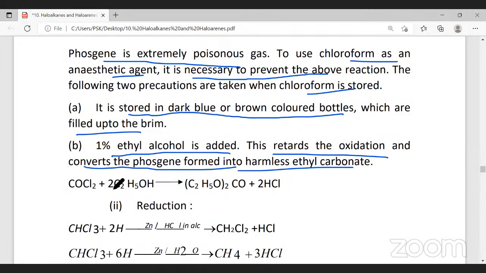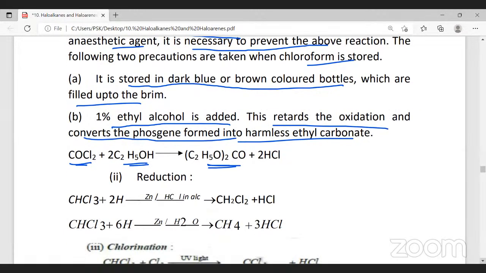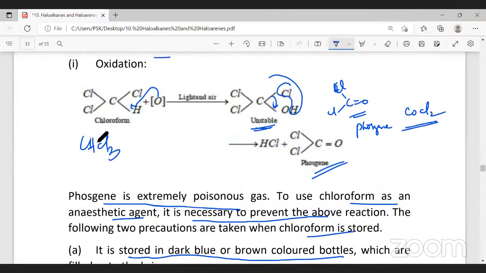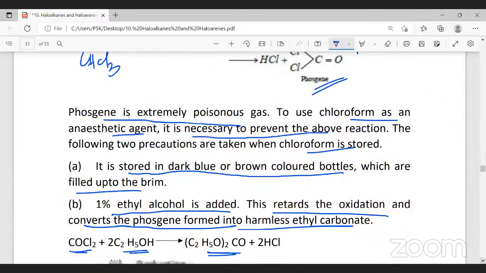So 1% ethanol is added to chloroform. When you add 1% ethanol to chloroform, what happens? The phosgene which is formed reacts with ethanol to form ethyl carbonate, and this ethyl carbonate is harmless. Okay, so they can ask you how phosgene reacts with ethanol, or why phosgene is toxic, poisonous. They can ask you simply, what is phosgene? COCl2 is phosgene. How is phosgene prepared? Phosgene is prepared by the oxidation of chloroform in the presence of light and air. And this phosgene is a highly poisonous gas.